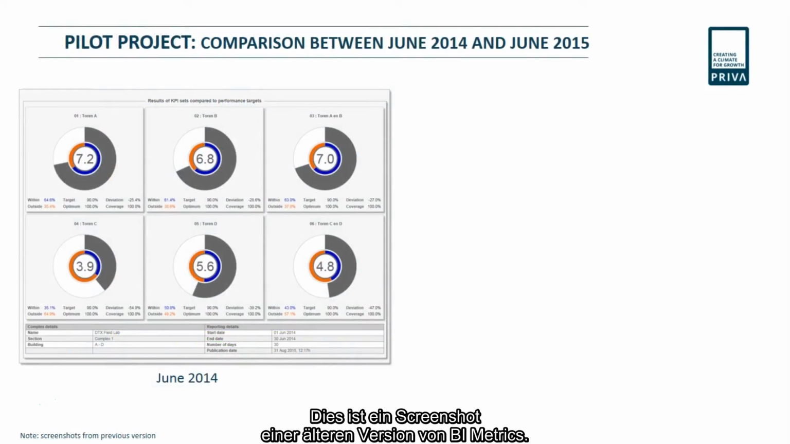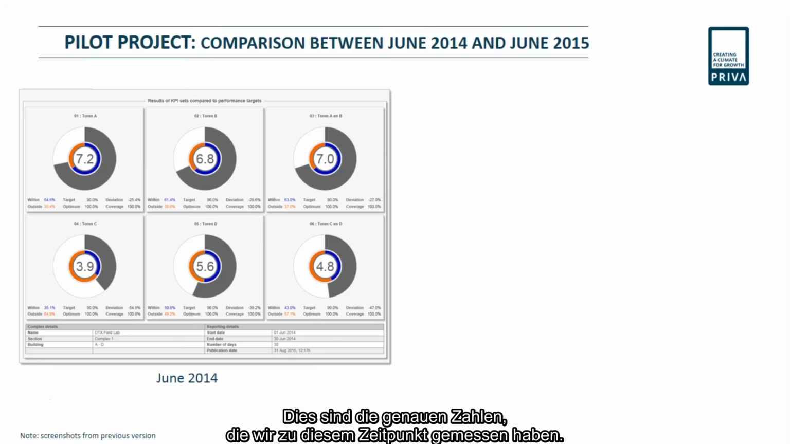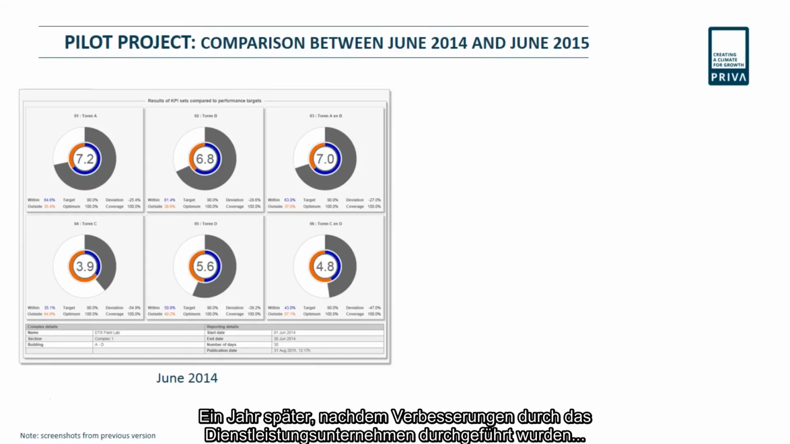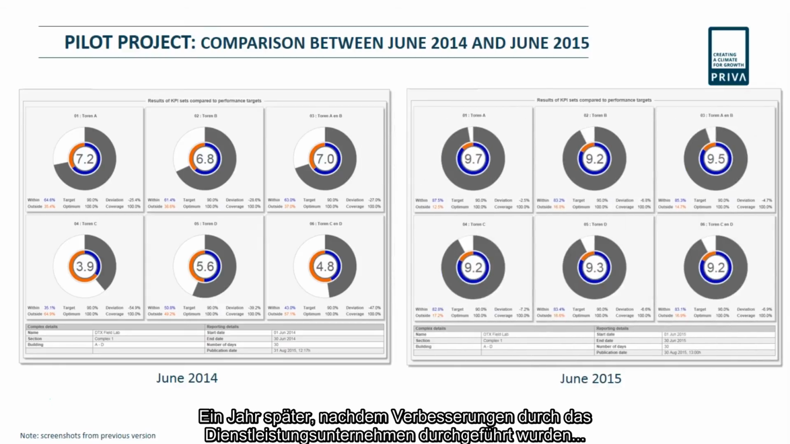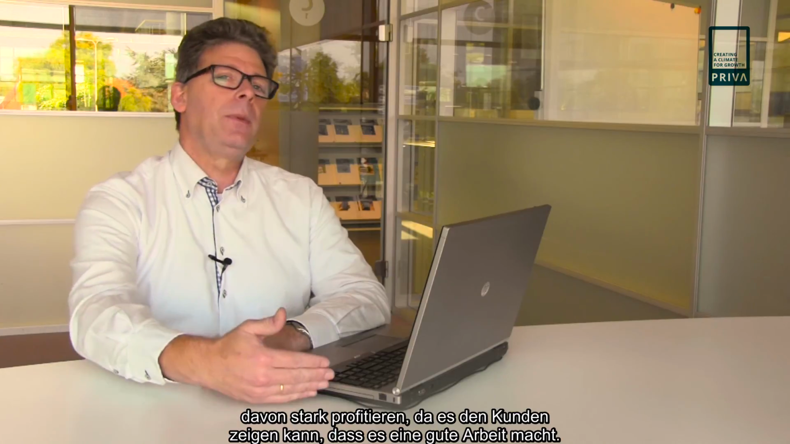This is a screenshot from an older version of BI Metrics. In this case this was an actual building that we started running the system in June 2014. And what we see here is these are the exact numbers that we measured at that time. 1 year later, after the improvements that have been made by the service organization, the measurements look like that. Now, of course, it's very obvious if you are a service organization and you have this kind of work going on in buildings that you do for your customer, then this is really powerful, because you can show to your customer that you have been doing a good job.